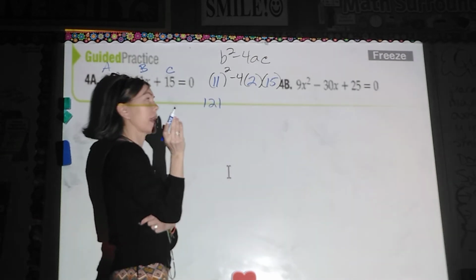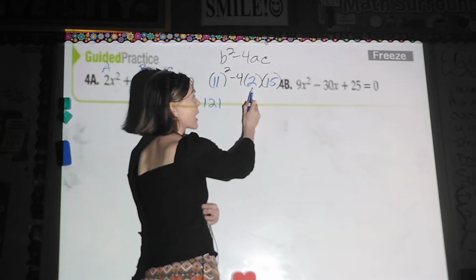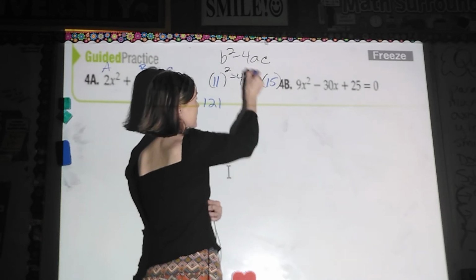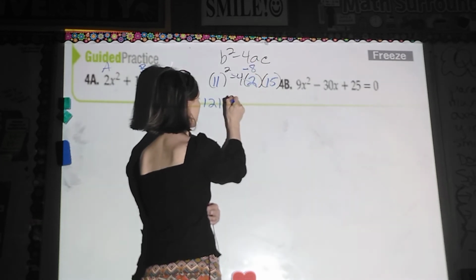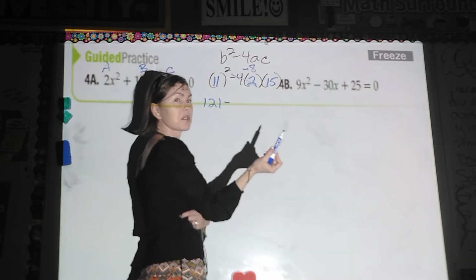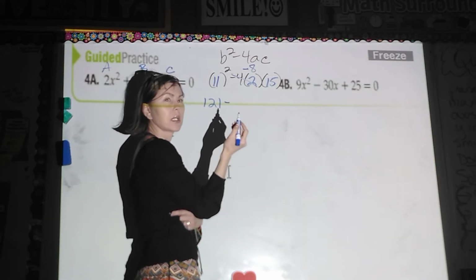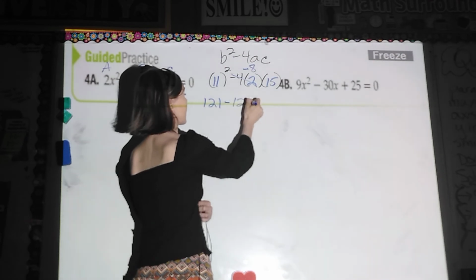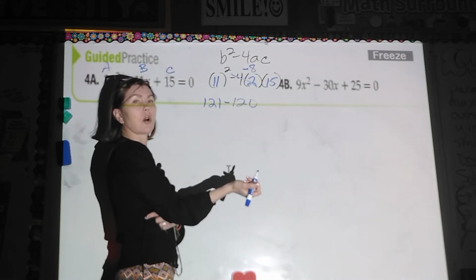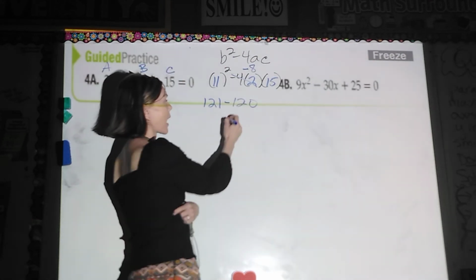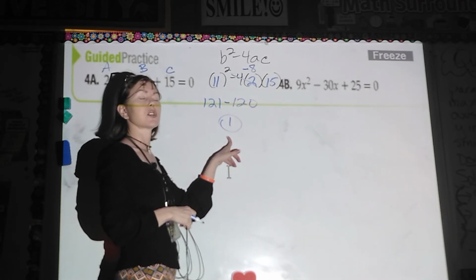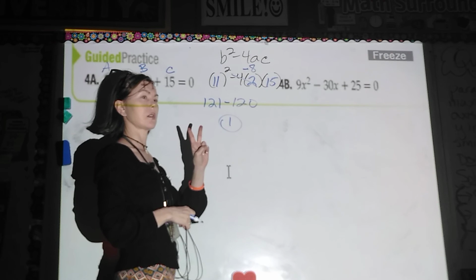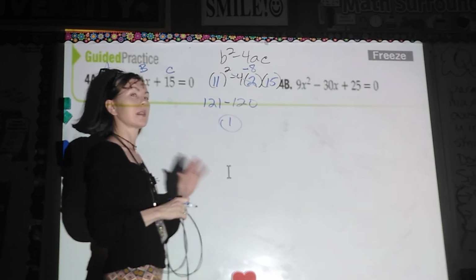Thank you, Myla Joy. And then -4 times 2 is a -8. Now, a negative times a positive gives you a negative. Can anyone tell me what 8 times 15 is? 120. Okay. So now, all we have to do is subtract, and we got 1. Did we get a positive result? Yes. How many solutions do we have? 2 solutions. Okay? That's it.